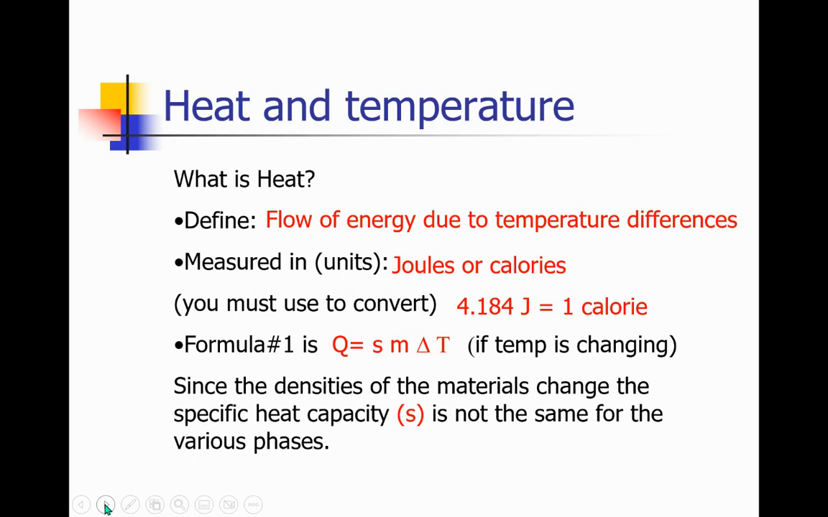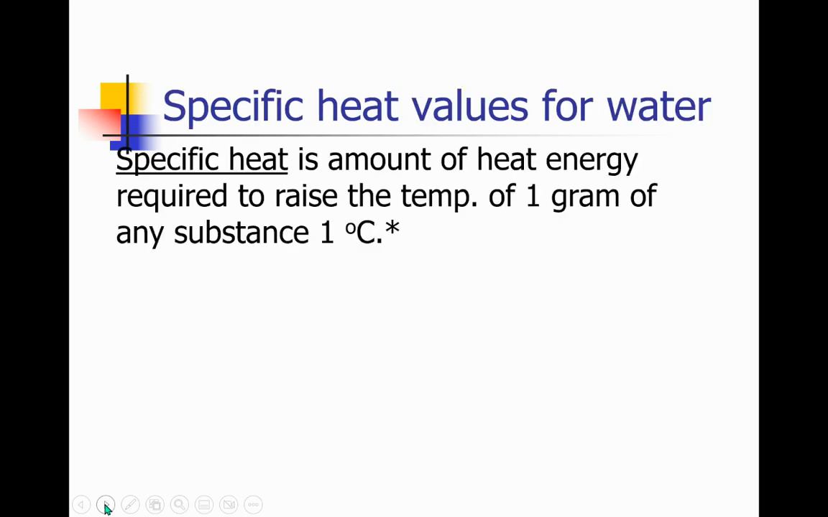So everybody write down Formula 1. If we're dealing with temperature changes, our formula is going to be Q equals SM delta T. Q is heat, S is the specific heat capacity, and delta means change, and T is for temperature, so change in temperature. The S values are going to be different for various phases, so solid, liquid, gas are going to have different S values, and that's because the density is different. Our specific heat values, for water is what we'll deal with first, are the amount of energy required to raise the temperature of 1 gram of substance, any substance, 1 degree Celsius.